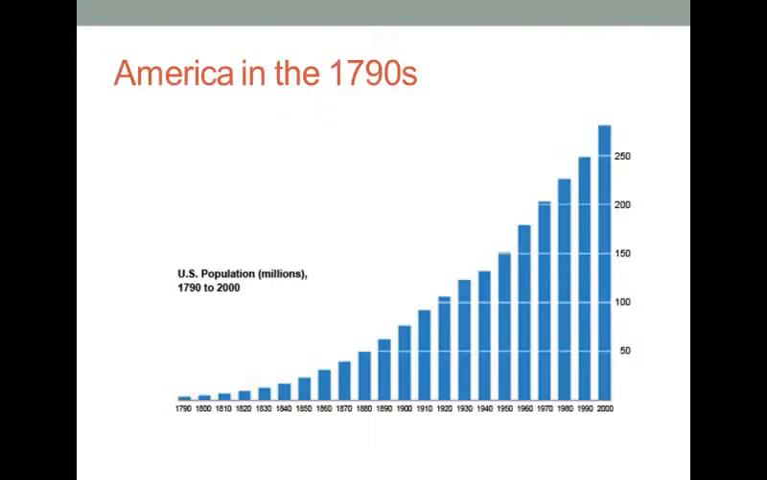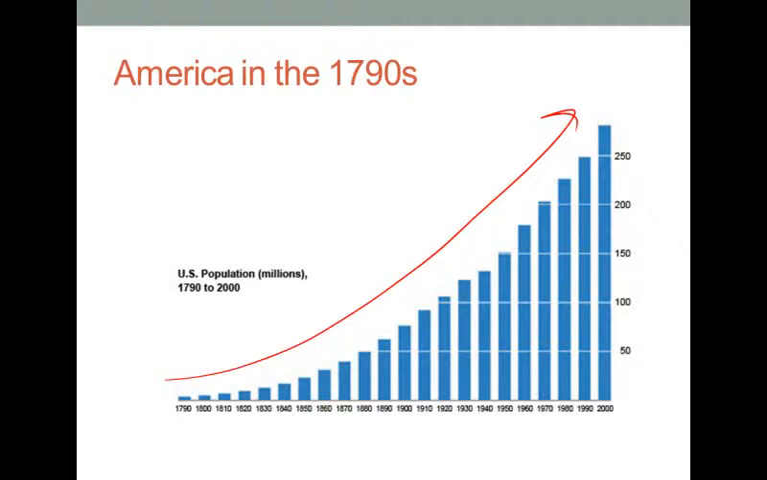Okay, so a few things first that we should note. America in the 1790s. What do you notice about the population of America as it goes from the 1790s all the way to today? Yes, actually, the population of America begins doubling every 25 years, and that's a trend that still exists today. Every 25 years, the population of the United States almost doubled, which is actually quite impressive.